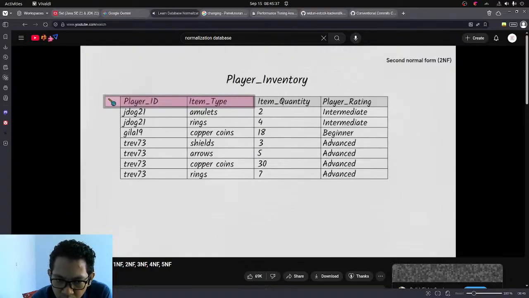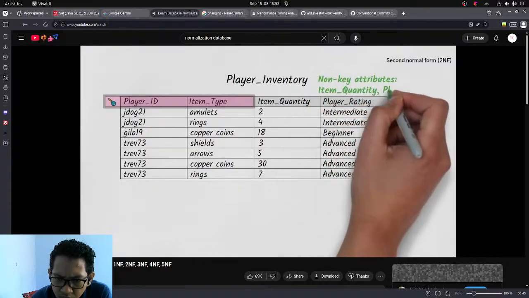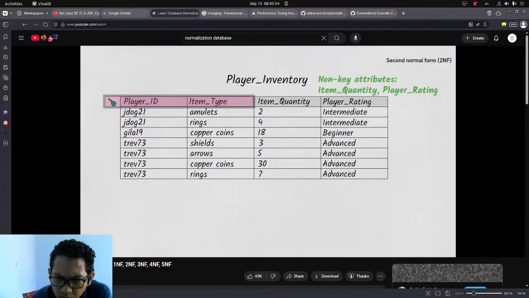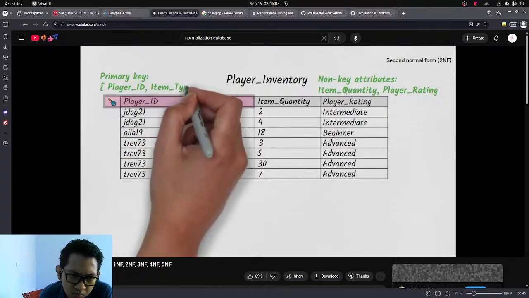Why not? What is second normal form? Second normal form is about how a table's non-key columns relate to the primary key. In our table, the non-key columns, or to use a slightly different terminology, non-key attributes, are item quantity and player rating. They are columns, also called attributes, that don't belong to the primary key. As we saw earlier, the primary key is the combination of player and item type.